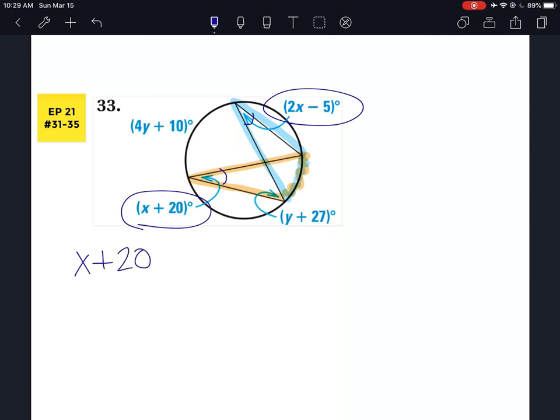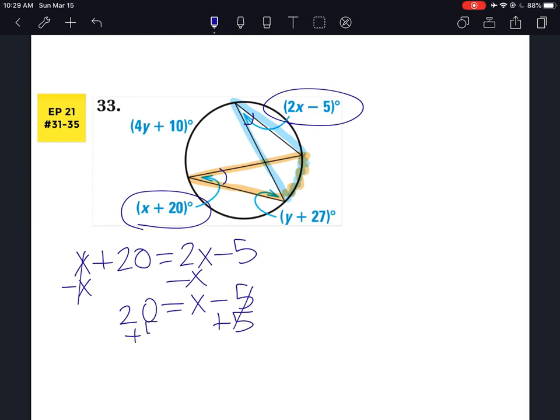So x plus 20 equals 2x minus 5. First step, subtract x on both sides. You get positive 20 equals x minus 5. Next step, add 5 on both sides. You get 25 equals x. And that's how you would solve for x.